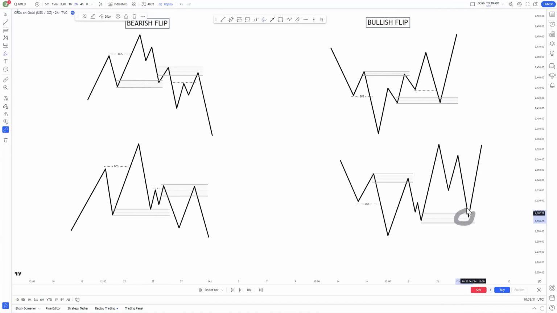Now at this point, price mitigates our zone. Good reaction to the upside. So this is actually a very good one, and I hope this makes sense to you. Now let's see live chart examples, and I hope this is going to help you understand better.